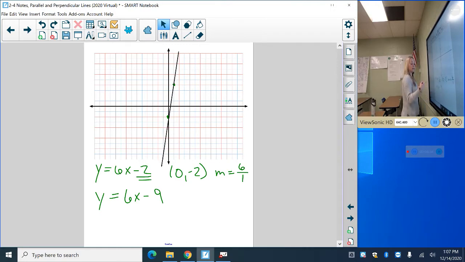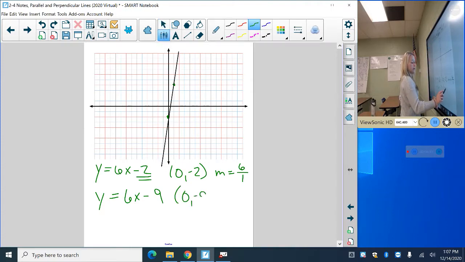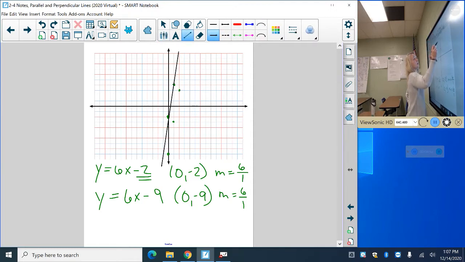And then my second line, I'm going to start at 0, negative 9, and I have a slope of 6 over 1. So 0, negative 9 is down here, a slope of 6, 1, 2, 3, 4, 5, 6, over 1, and I can keep going if I want, but I'm going to stop there. Connect the dots.